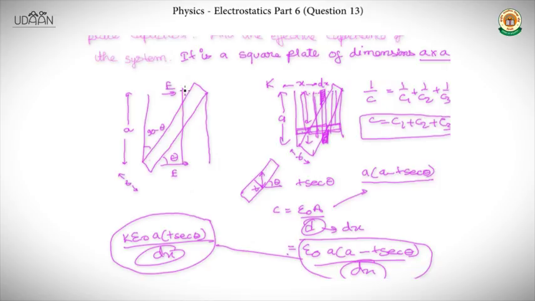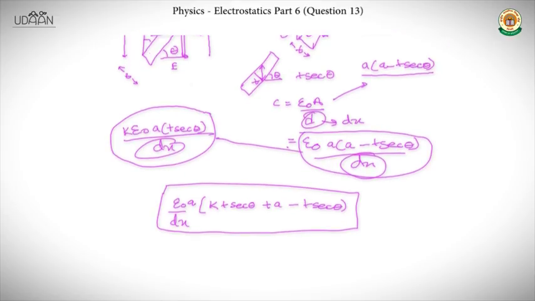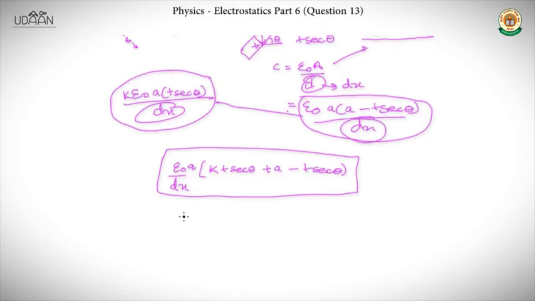This is the element that we have taken like this. Now we have to add all such elements to find the total capacitance, and these elements are in series. So the series summation would be the integration of 1 by C of all small parts, say dC, which would be equal to the integration of dx by epsilon naught A (K minus 1) plus A.